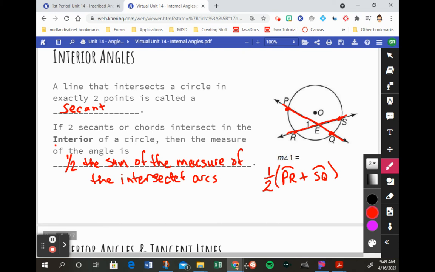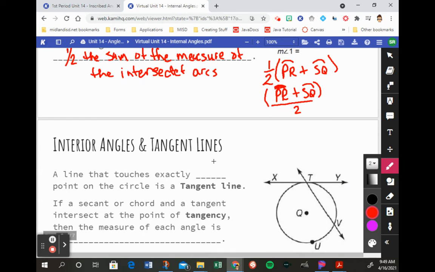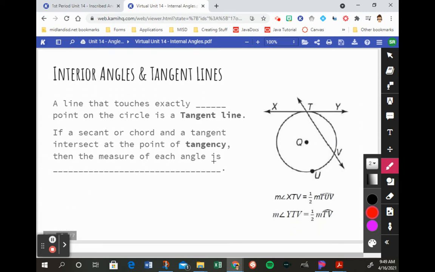You could also write it as arc PR plus arc SQ divided by 2. Either way works. Okay? If you're doing it on a regular calculator, you have to do this first and then divide by 2. You have to add first and then divide by 2. Don't forget your parentheses. All right, so let's look at interior angles and tangent lines.